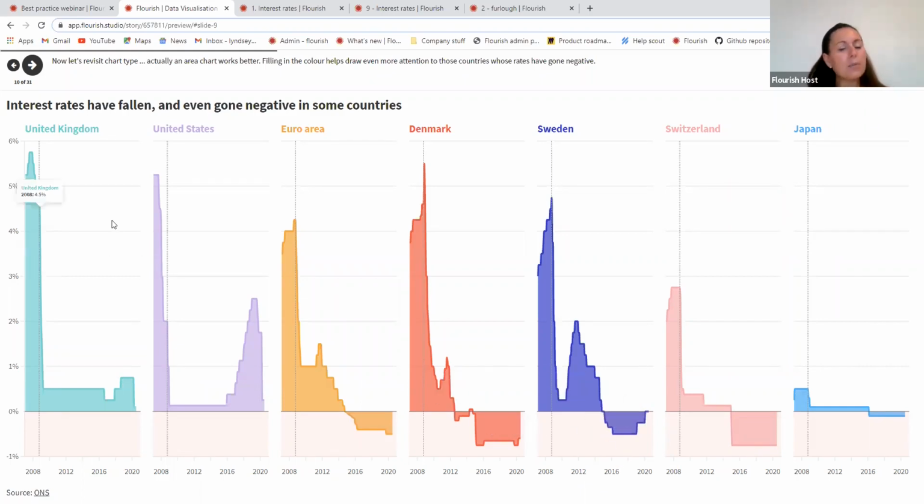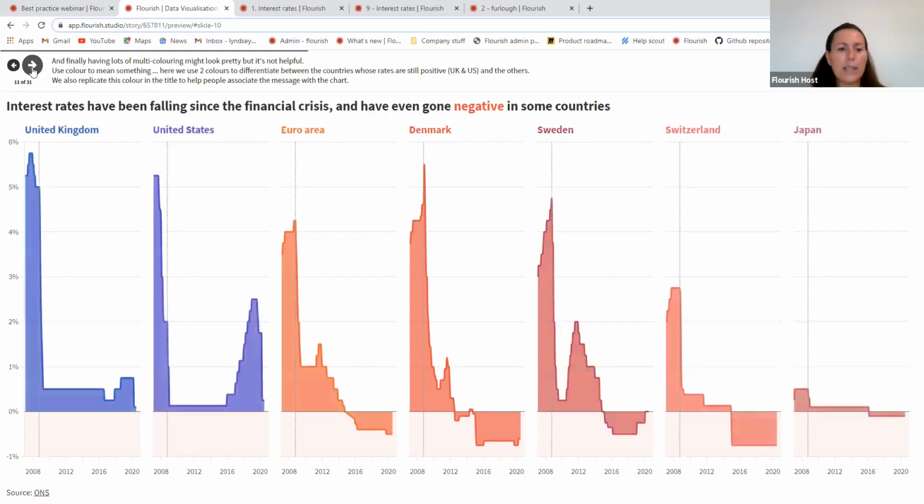And then again, we think about our color choices. So we want color to mean something, and even though this is very pretty, it's not very helpful. And so rather than have loads of different colors, we can just change to 2 contrasting colors. And this helps people see that these 2 countries are part of the group where rates haven't gone negative, and these countries are the ones where rates have gone negative.